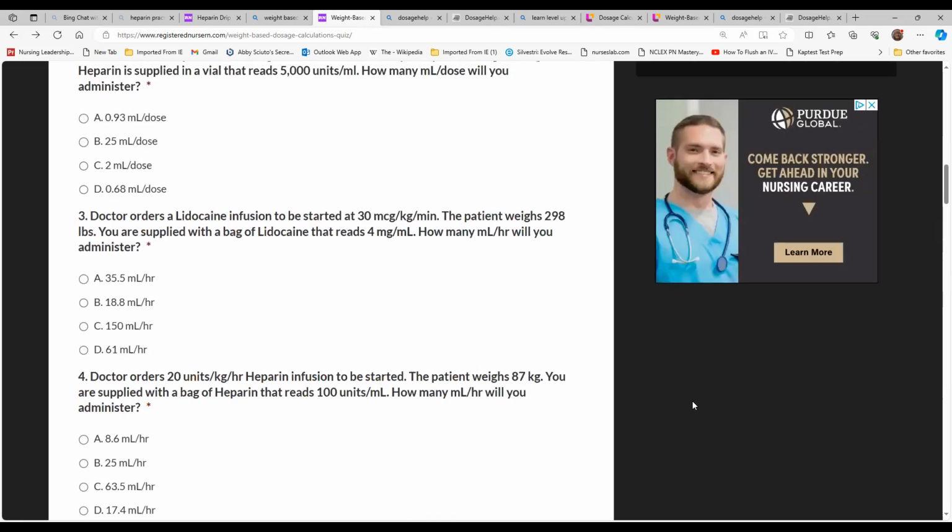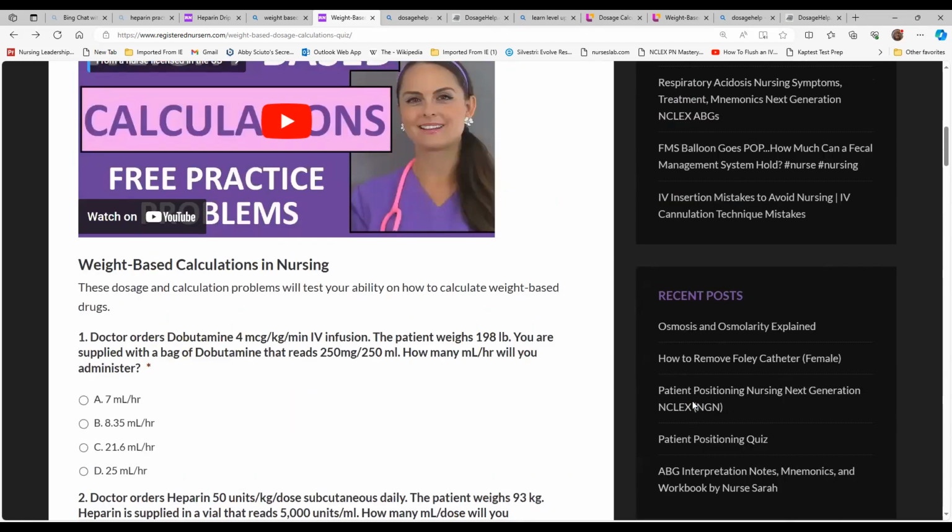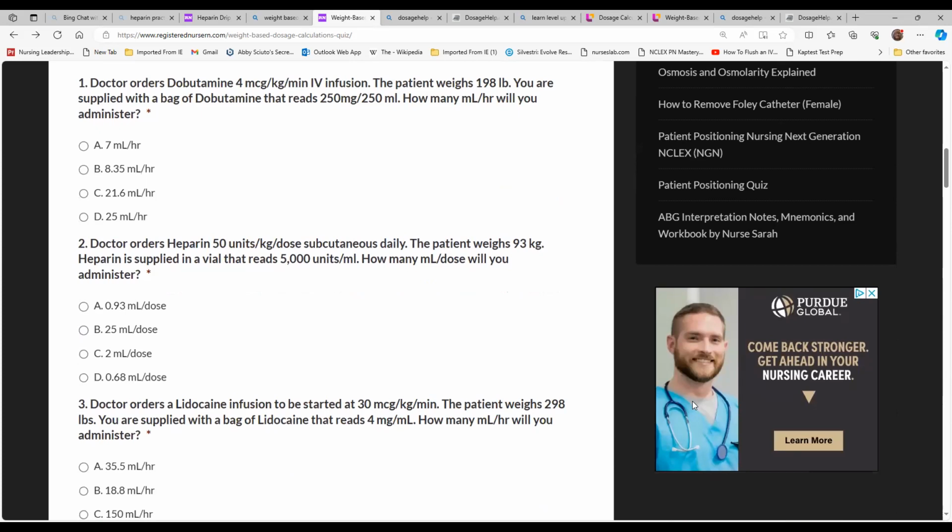All right, let's just go through and do the rest of these on this question. So we're going to start with number one. I want you to do number one, even though we just did it. I want you to throw the paper away that you did it on, put it to the side, get a fresh piece of paper, and we're going to go through each one of these, starting with number one. Again, you're taking the weight, the ordered dose, what you have on hand.